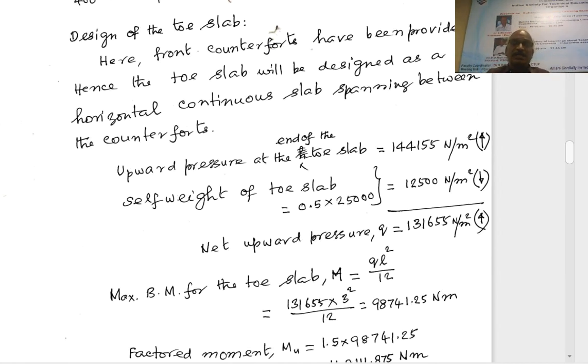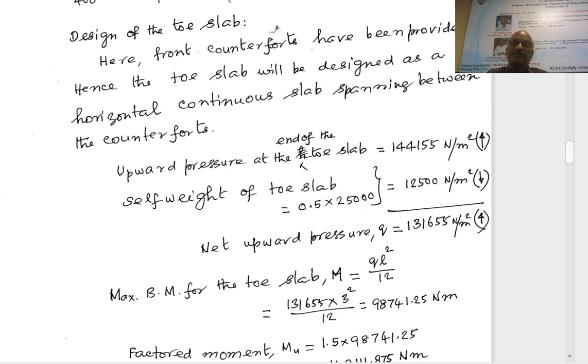Now here, in the toe slab, we have provided front counterforts: supports on the backfill side, and supports on the front side also, at the same spacing. As I told, we will not provide them for the full height. We are going to design what is the depth of the counterfort. Before that, if front counterforts are not provided, the toe slab will act as a cantilever, as in the case of a cantilever retaining wall. Now in this problem, I have specifically given front counterforts. That means the toe slab will also behave as a continuous slab.